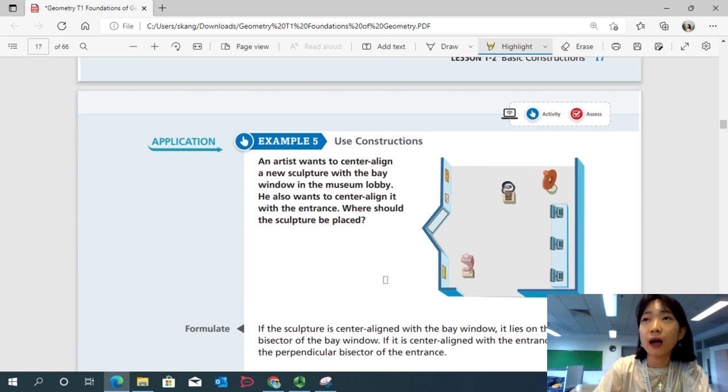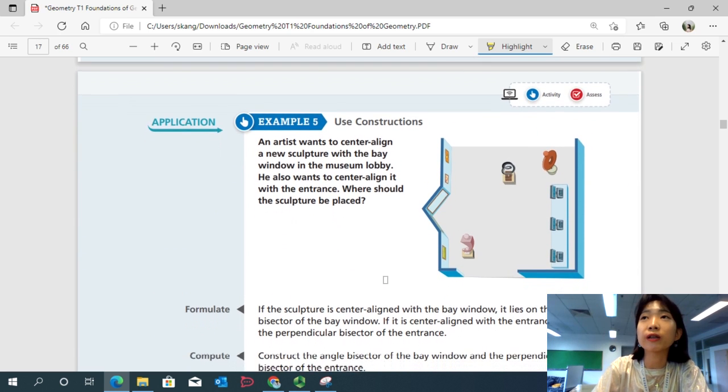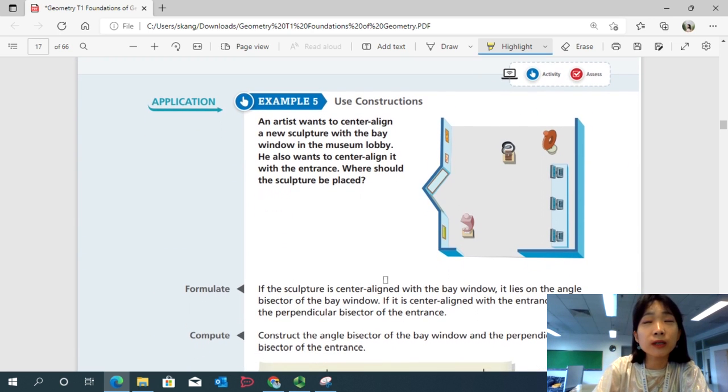Now, let's make an application of these construction methods. Example 5. We're going to use constructions to solve problems in real life. Let's look at this example. An artist wants to center align a new sculpture with a bay window in the museum lobby. He also wants to center align it with the entrance.